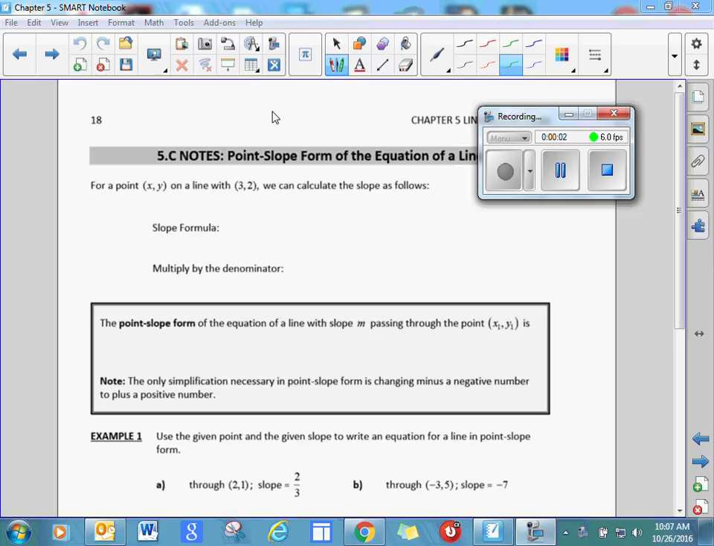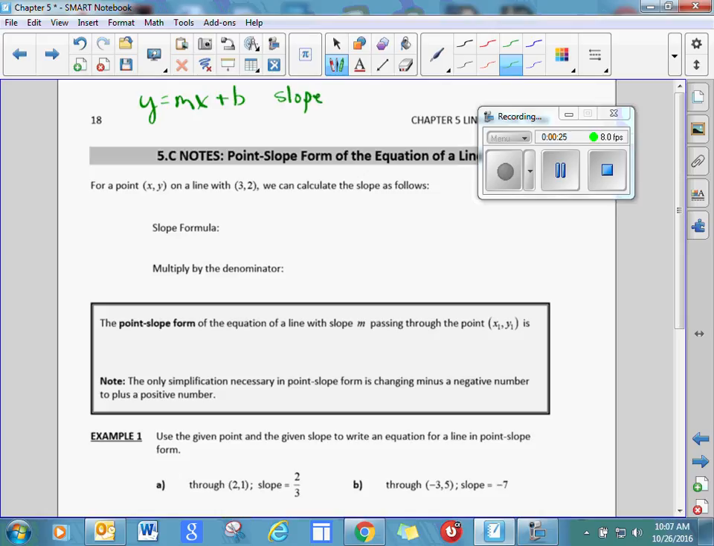Welcome back, 5C, page 18. We were talking about in 5B one way to write an equation of the line when you had the slope and the y-intercept. That was y equals mx plus b, where m was the slope and b was the point where the graph cut through the y-axis. Again, this was called the slope-intercept form of a line.